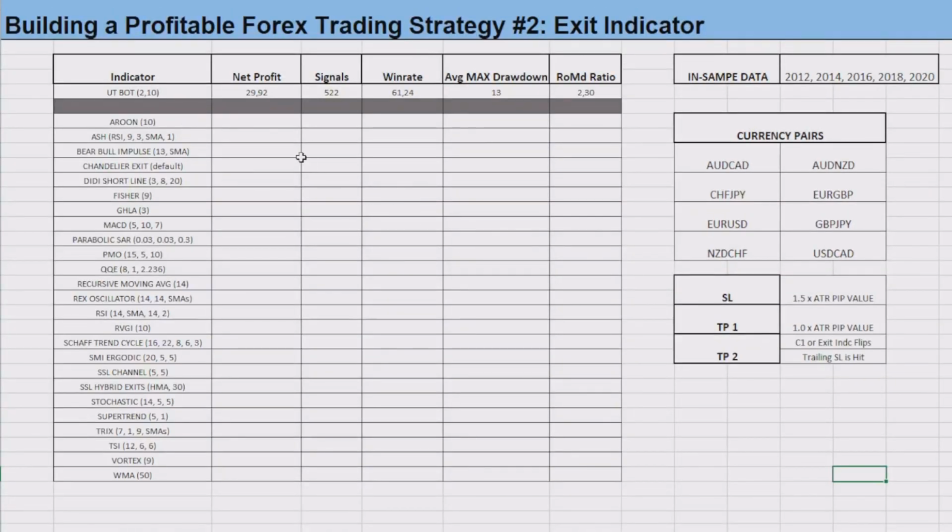So now we are ready to start our backtests on exit indicators, taking into account the condition of the trailing stop loss. Again, on the first backtest, I'm going to perform it on a lot of different indicators. I'm going to use only the in-sample data of the 8 pairs I told you about in the first episode, and then I'm going to show you the results before moving forward to the out-of-sample test. Let's go!